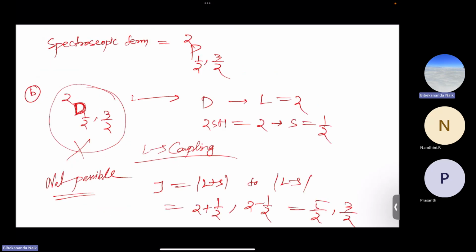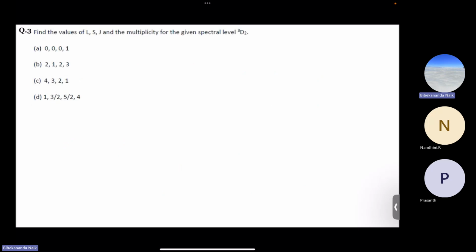Okay, so I hope you understand these things. Then go to the third question. The question says, find the values of L, S, J and the multiplicity for the given spectral level 3D2. It is 3D2, this is the level. I'll give you a few minutes.